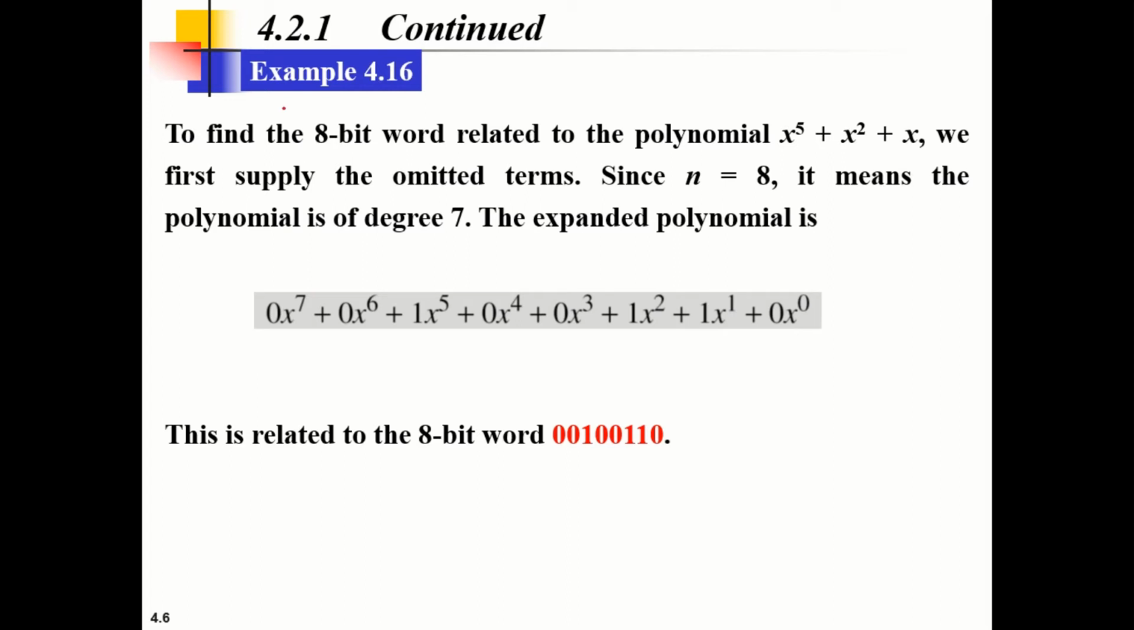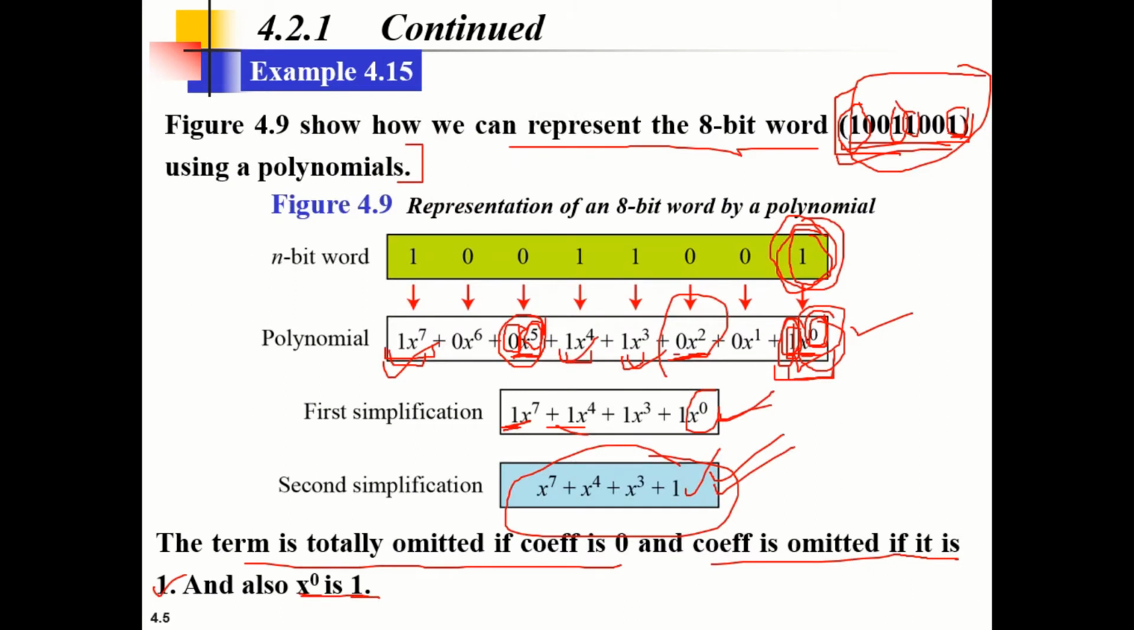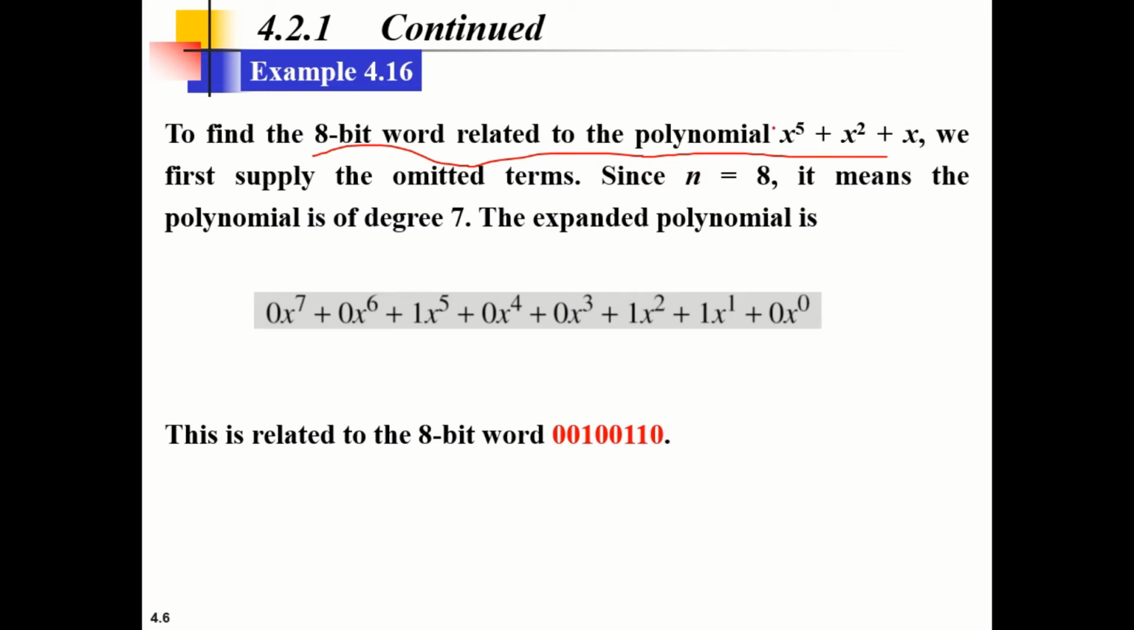So this is the reverse way. We need to find the 8-bit word related to the given polynomial. So this time the polynomial is given and we need to find the word. In the previous example, what did we do? We were given the word and we were finding the polynomial, right? So here what we will do is, this n is given over here, okay? So we'll be writing the expanded form of the polynomial for it. Now how will we do it?